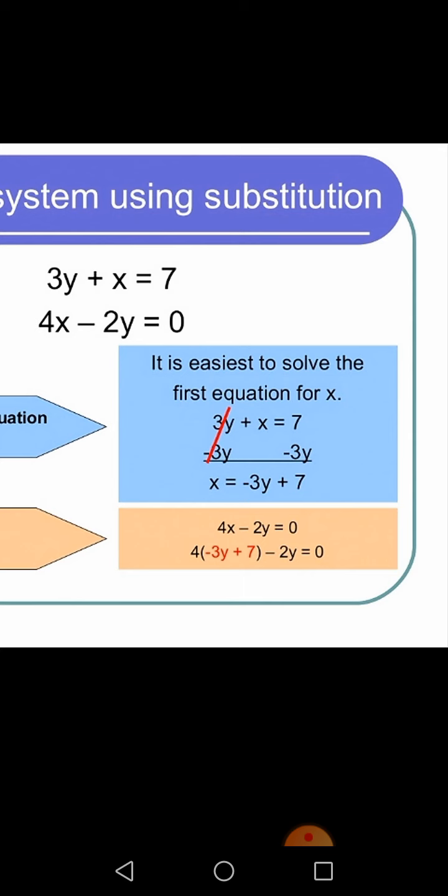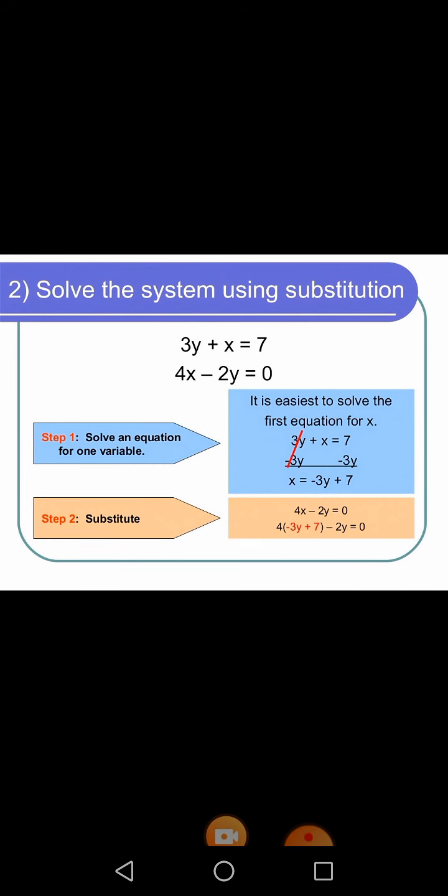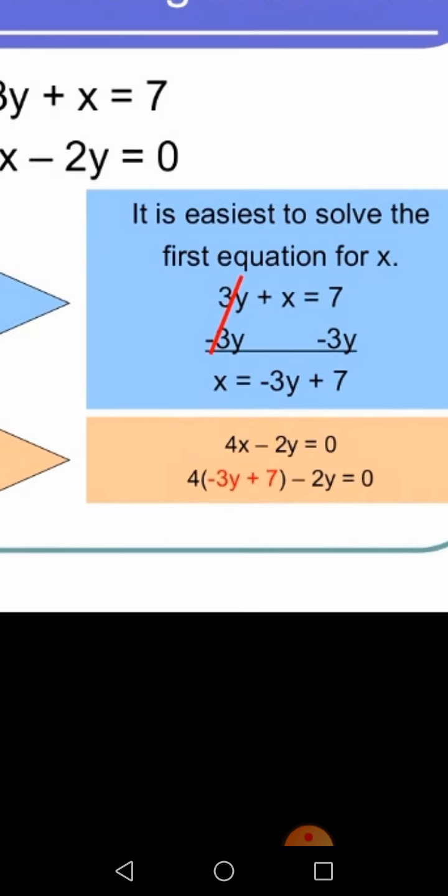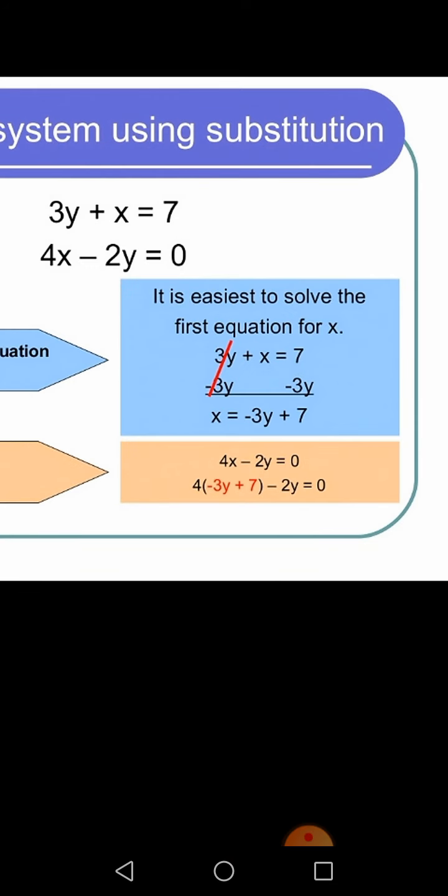Amazing. So what is the second step? Yes, substitute in the other equation to get the variable. So I have here 4x minus 2y. I will remove x. Look over here. I remove x and put instead of x its value from the first step: 4 times (negative 3y plus 7) minus 2y equals 0.